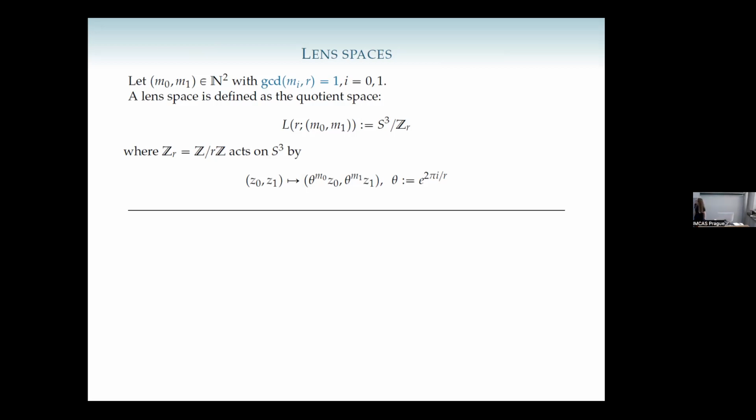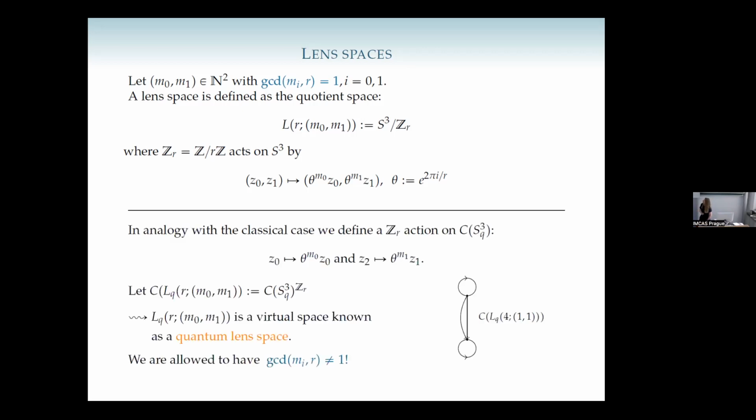Okay, so now these classical lens spaces are defined as the quotient space of this action of a finite cyclic group of order r, and it's given like this. For z0, you multiply by theta, which is a generator of the group, to the power of m0, and similarly for z1. Theta is just a generator of Z mod r.